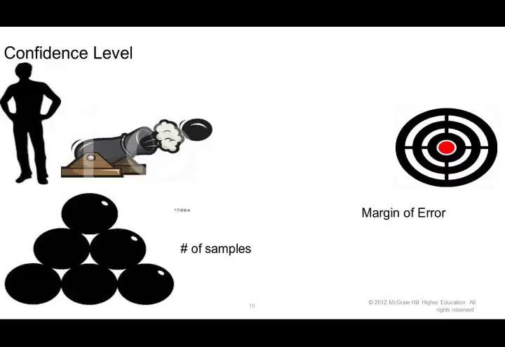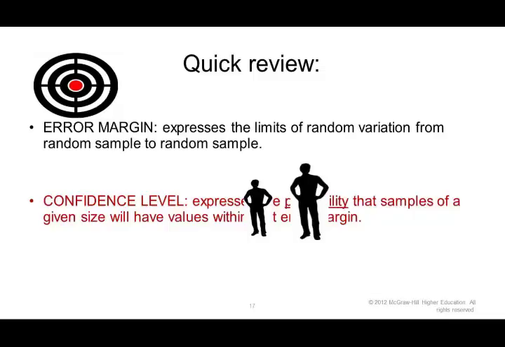Okay? All right. So, quick review then. Margin of error expresses the limits of random variation from sample to sample. That's the size of the target that you're aiming at in the analogy. But really, as I'm drawing from my 55-gallon drum, the margin of error expresses the variation in my samples because they're not all going to be the same. They're all going to be within a certain range, however, and that range we refer to as the error margin.